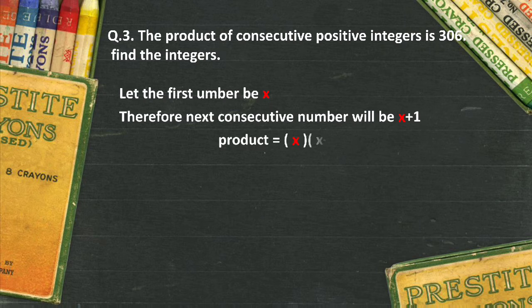After that will be the product of these consecutive numbers, right? So x is one number and the other one is x plus 1. When you multiply both these numbers, I need to get the answer as 306. So 306 is equal to x multiplied by x, which is x square, and x multiplied by 1 is x. So simple equation, all I have to do is get 306 on the other side and solve it.